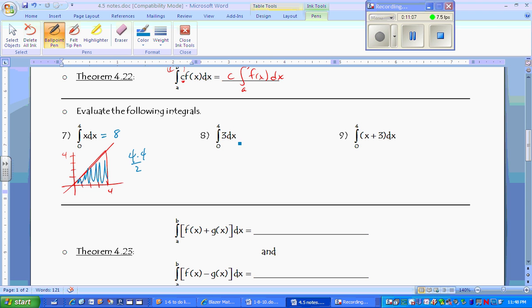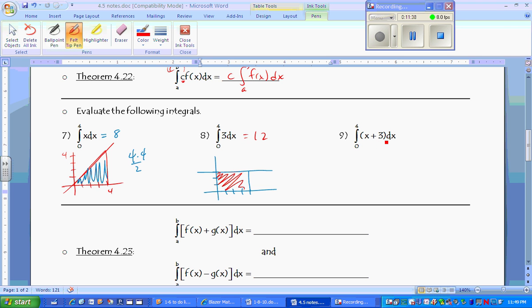For number 8, this one we have a constant term in there. We could just use our formula up above or look at the graph here. From 0 to 4, we end up with a rectangle. Base is 4, height is 3, so we get an area of 12. So the definite integral from 0 to 4 of x is 8. The definite integral from 0 to 4 of 3 is 12.